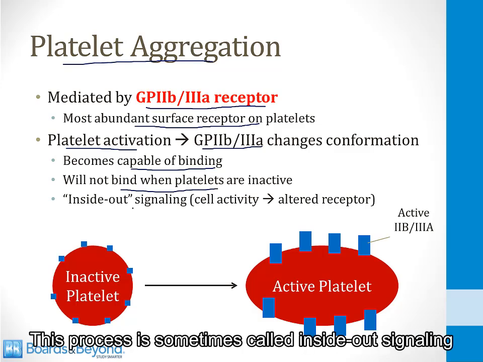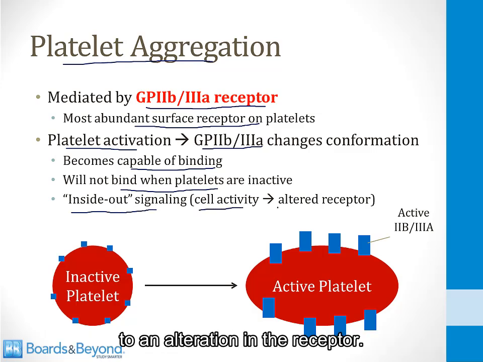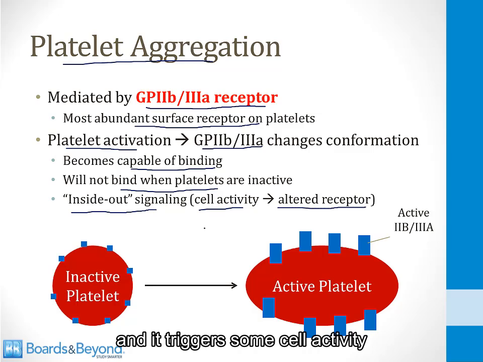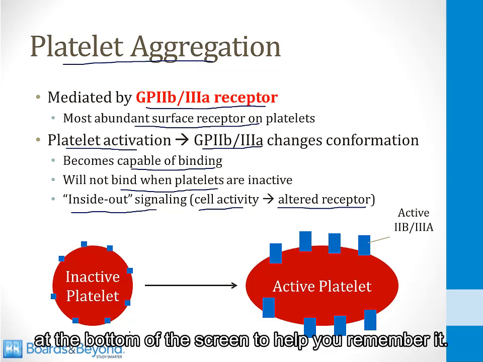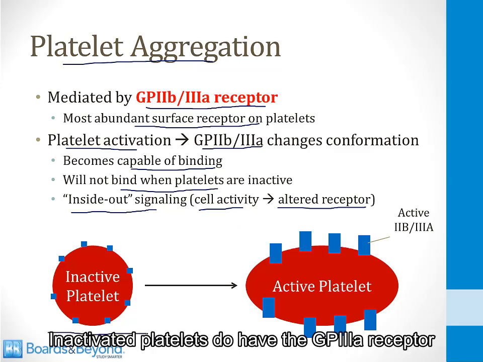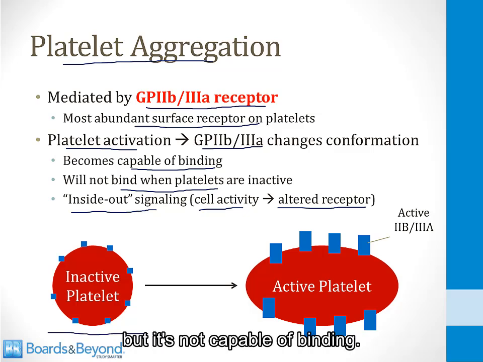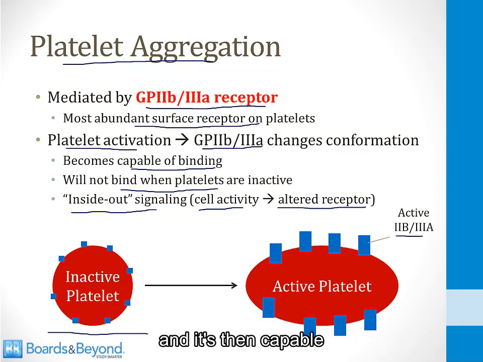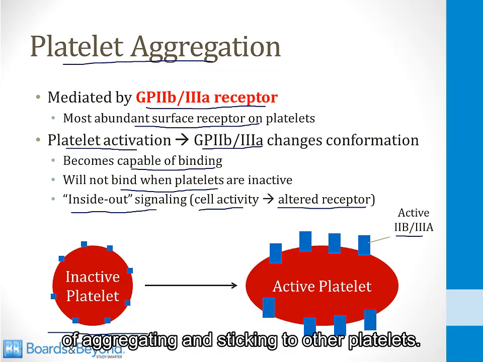This process is sometimes called inside-out signaling because cell activity leads to an alteration in the receptor. Usually it's the other way around. The receptor gets altered and it triggers some cell activity. In this case, it's backwards. And I've shown this in a picture at the bottom of the screen to help you remember it. Inactivated platelets do have the 2B3A receptor, but it's not capable of binding. When the platelet becomes activated, the 2B3A receptor changes conformation and it's then capable of aggregating and sticking to other platelets.